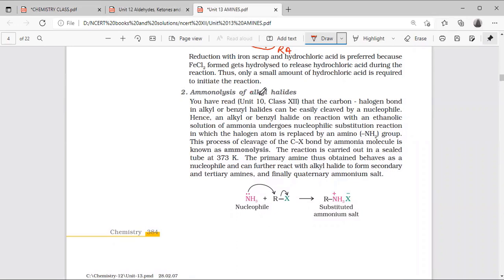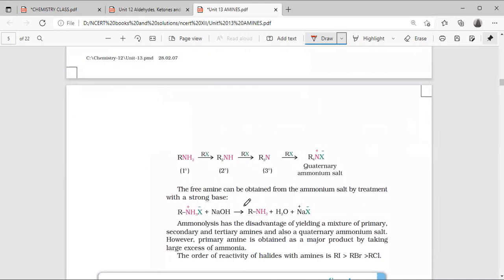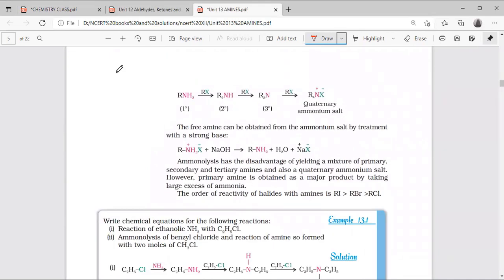Next, ammonolysis of alkyl halides. See, hydrolysis means addition of water. Ammonolysis means NH3. So alkyl halides react with ammonia. What will happen? Generally it is a substitution reaction type. One hydrogen is leaving and one R group is substituting.